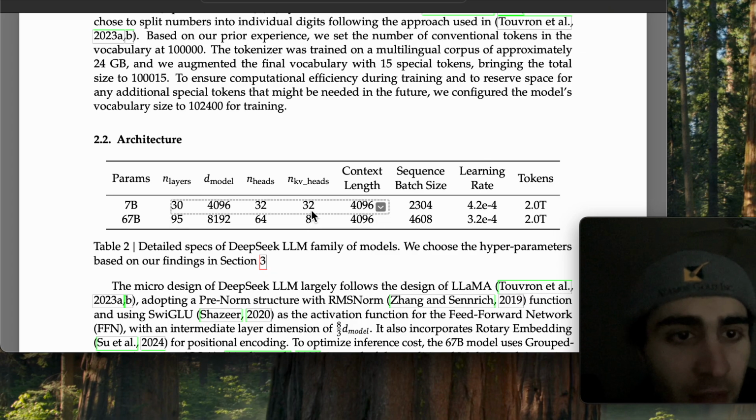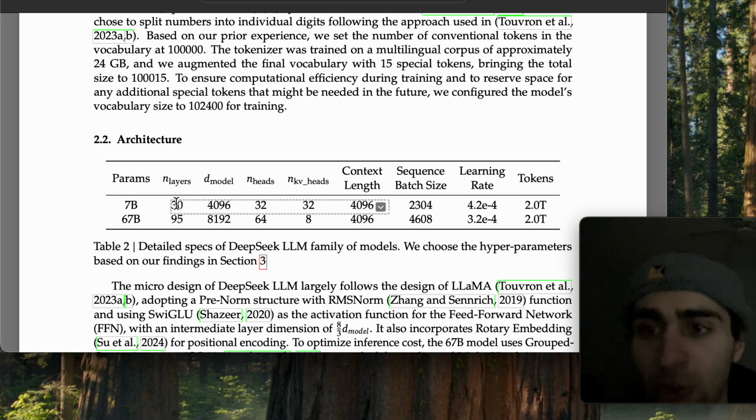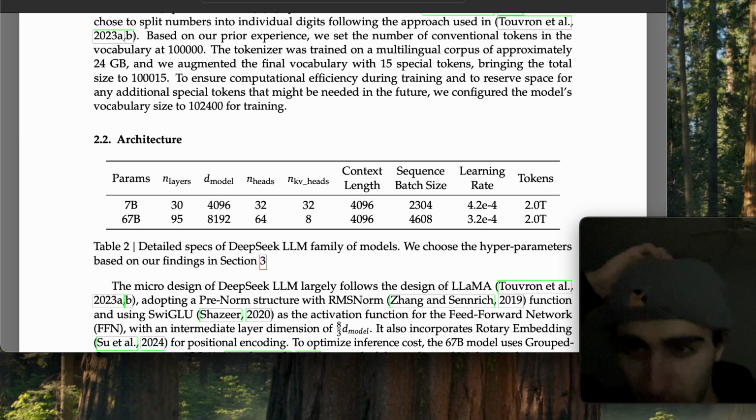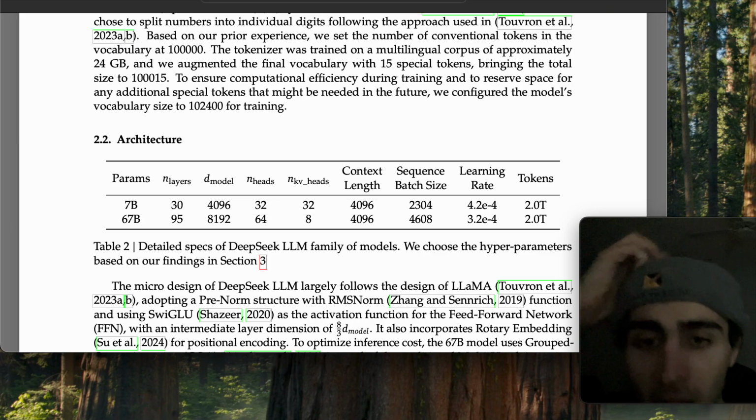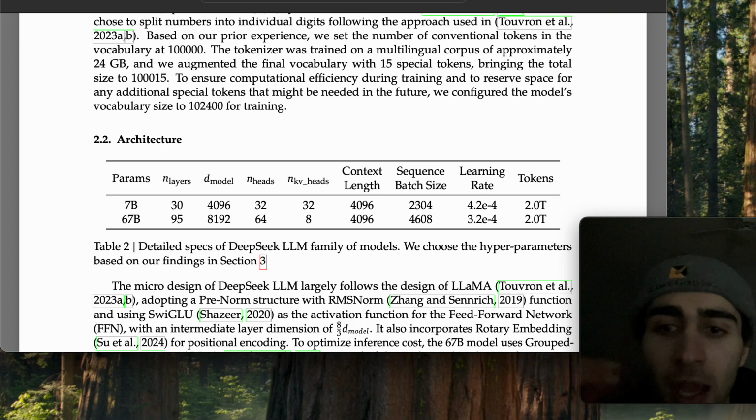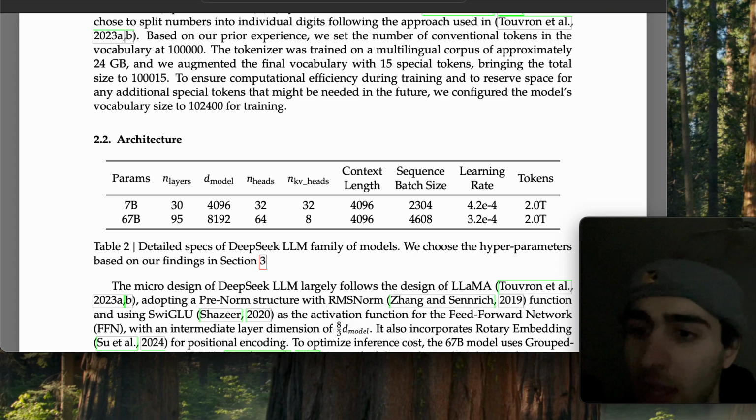They didn't mention why this difference exists, but we do know why we have a larger than normal jump, from 30 layers, so that is to say 30 transformer blocks, to 95 transformer blocks. This is because they maintain parameter consistency with other open source models, simply put, but furthermore, it facilitates the model pipeline partitioning used in training and inference.